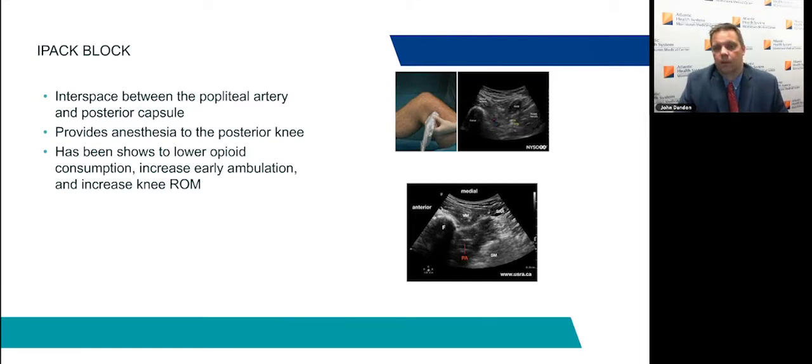These we're seeing a lot done with Exparel, because you get that nice 72-hour relief from these in that posterior knee without having to inject the posterior capsule intraoperatively. They've been shown in multiple studies to lower opioid consumption, increase early ambulation, and also increase early knee range of motion. So once you get the adductor canal block and the IPAC block, you're basically covering the entirety of the knee. And so these patients are quite comfortable for the first 48 to 72 hours post-operatively. So this is our window to get people up and get people moving safely with minimal narcotics. And this is how we're doing it.